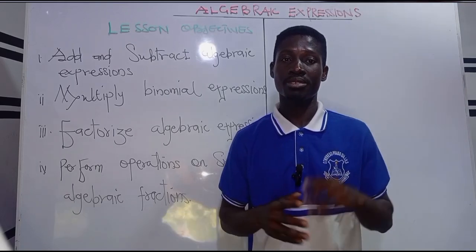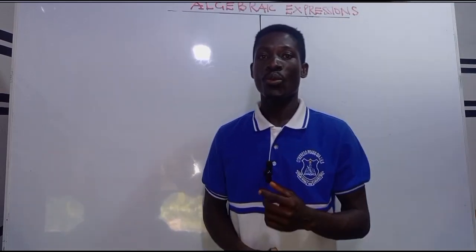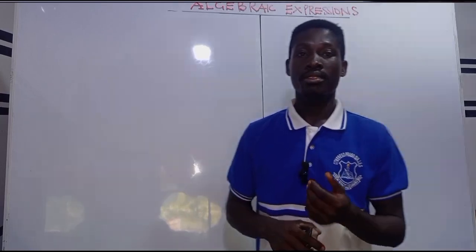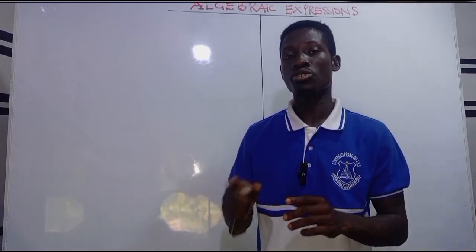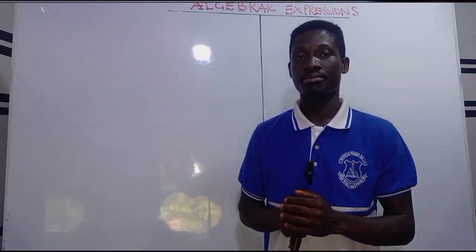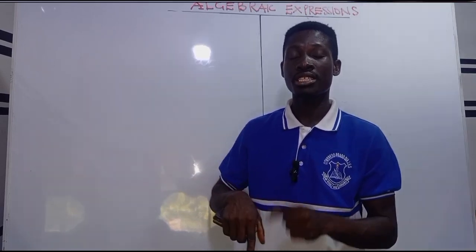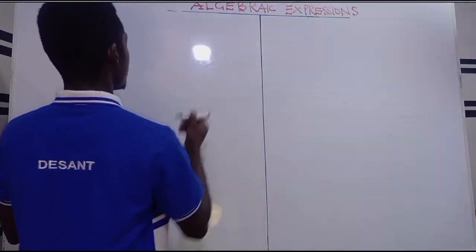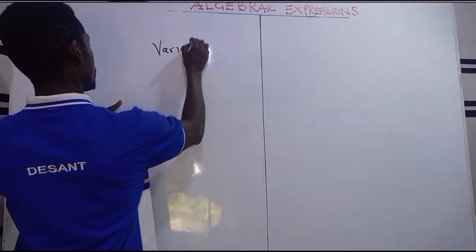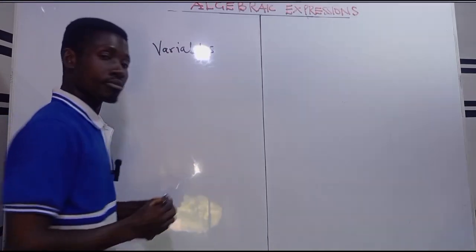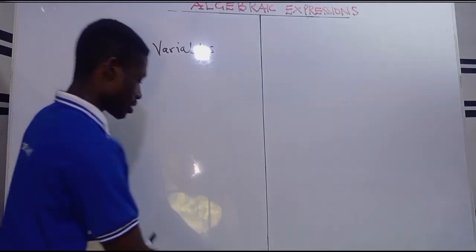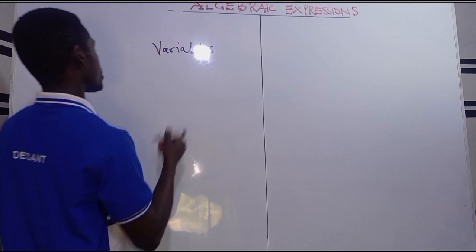So without wasting time, let's start. So we are starting with algebraic expression. Now in algebra, letters are used to stand for numbers. Now these letters that are used to stand in place of numbers are called variables. And letters which have fixed values are called constants.